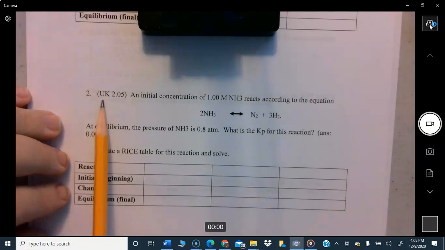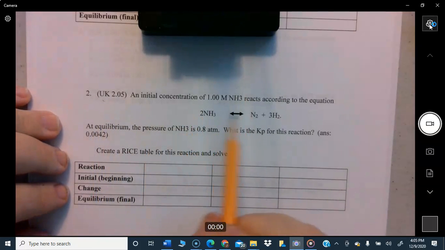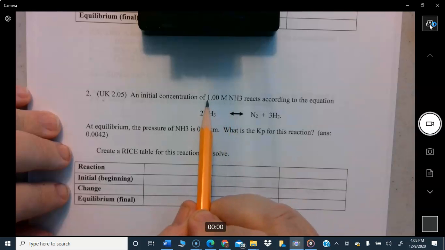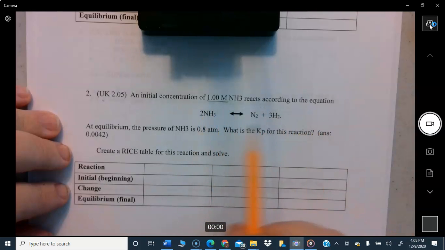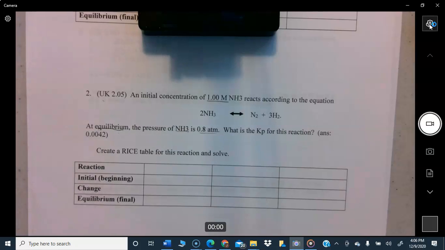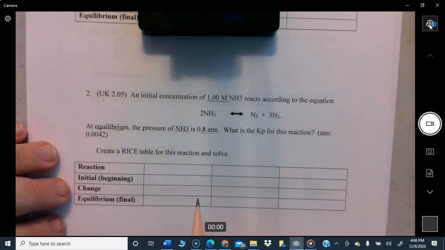So let's start right here. Initial concentration of NH3, ammonia, is 1. It reacts according to this equation. At equilibrium, it gives you the pressure of NH3. So you get the pressure of NH3 twice, initial and equilibrium. So let's fill that in. First of all, write the reaction.